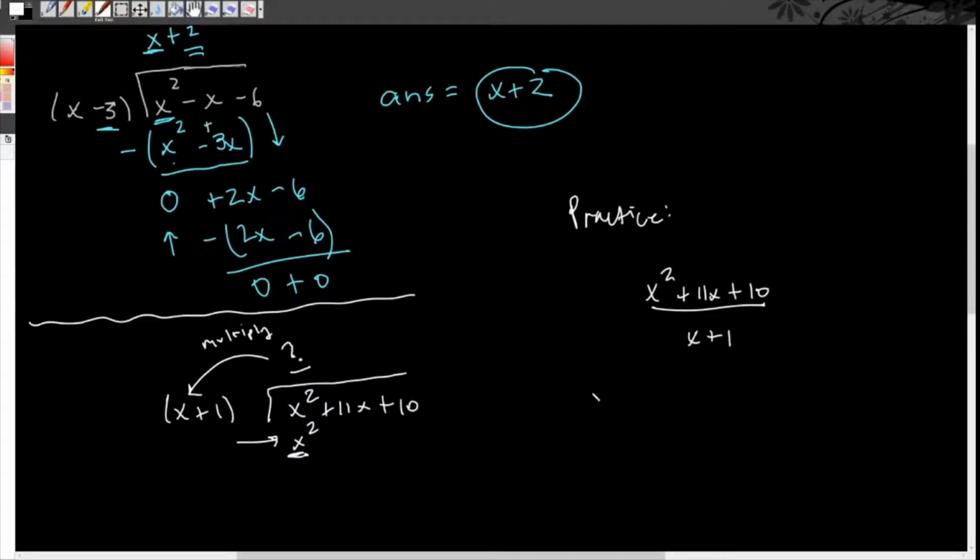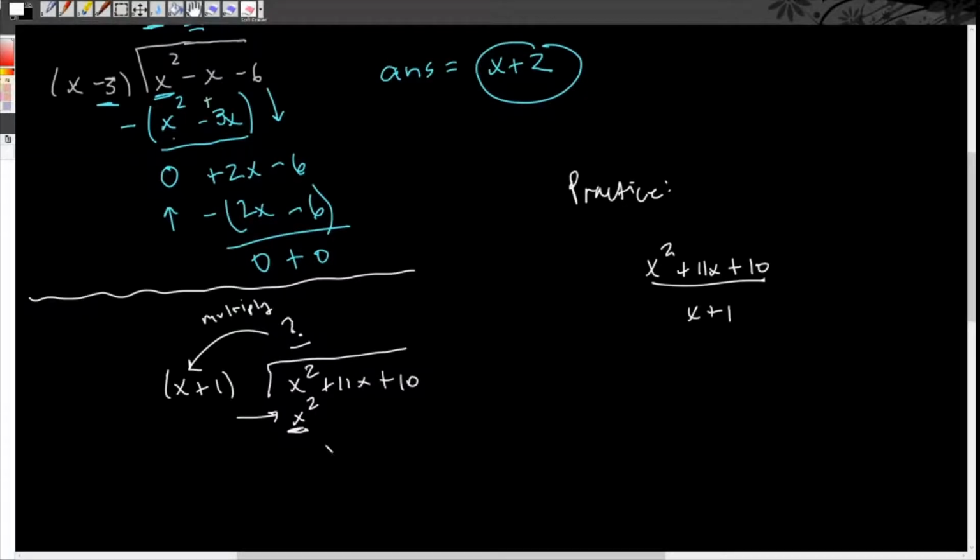So, we were talking about what times x equals x squared. I'll write my answer here in pink. So it has to be x times x equals x squared. So x times x is x squared. I already have it right there. And then x times 1 is plus 1x. And remember, you're always subtracting this off. X squared minus x squared is 0, just like we need. If that's not 0, you messed up. Then you have 11 minus 1x, you get 10x.